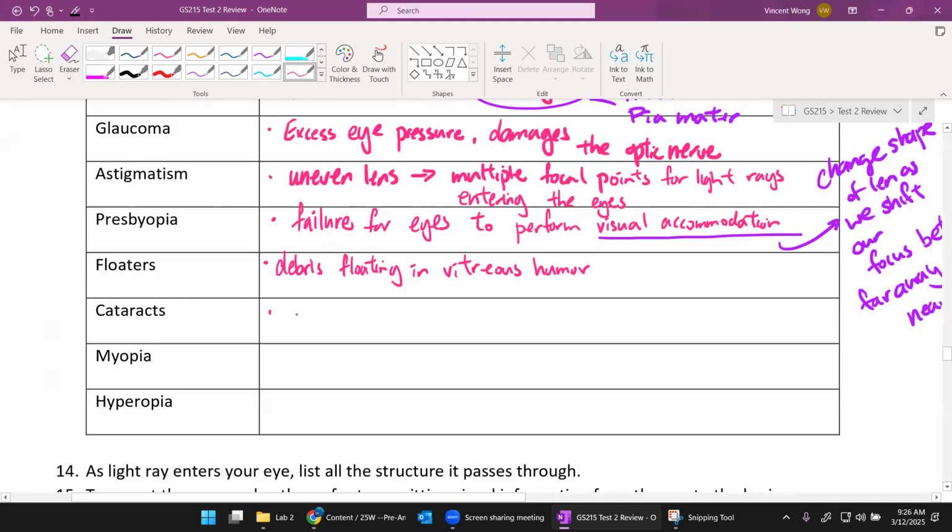Cataracts is a problem with the lens, clouding of the lens. Eventually, it will turn completely white, opaque, and no light will be able to pass through. Can't see. But you can do surgery to get a new lens.